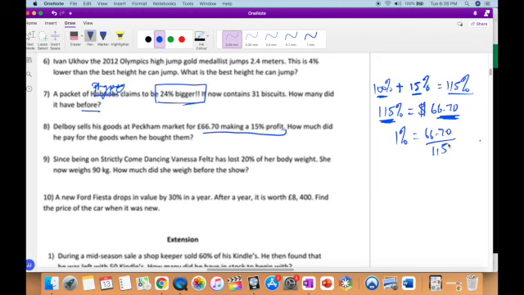66.70 divided by 115. I miss my calculator, lady boy. I miss when she was all helpful and things, right?